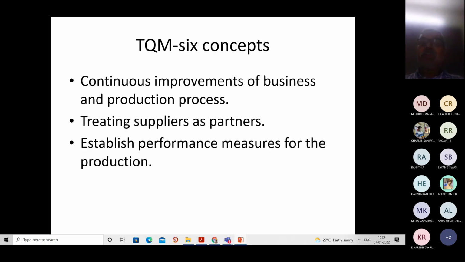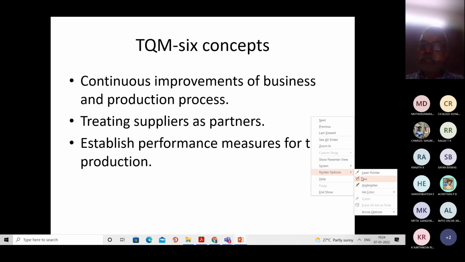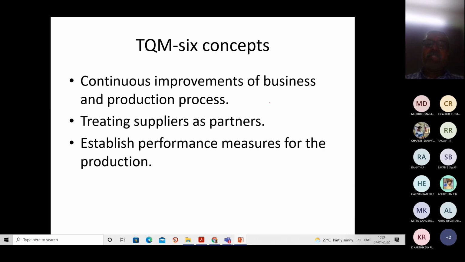Fourth concept, continuous improvement. And when it comes to continuous improvement, what are the various issues? For this, I will give one example. Just bear with me for 1 minute. Suppose you are making a sandwich. There is something called cycle time. I don't know how many of you know about cycle time. So there are 3 stations in which sandwiches are made.